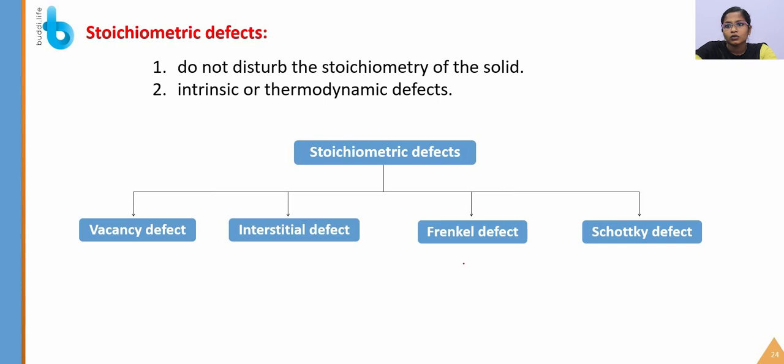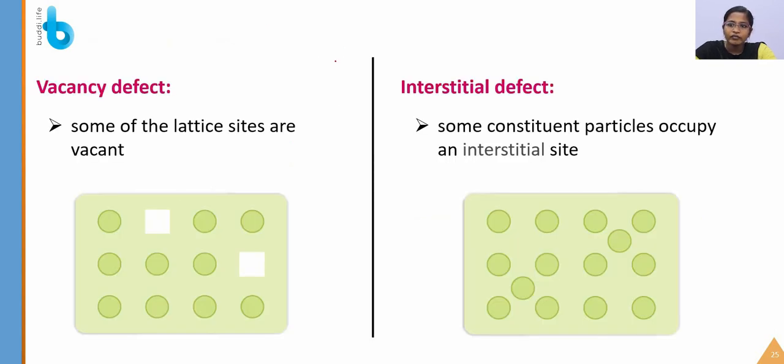Okay, so first the stoichiometric defects. So what is a stoichiometric defect? This defect is not going to disturb the stoichiometry of the solid. It is also known as an intrinsic or thermodynamic defect. The stoichiometric defects are further classified into 4 types: vacancy, interstitial, Frenkel, and Schottky. Okay, so first we'll see what a vacancy defect is.